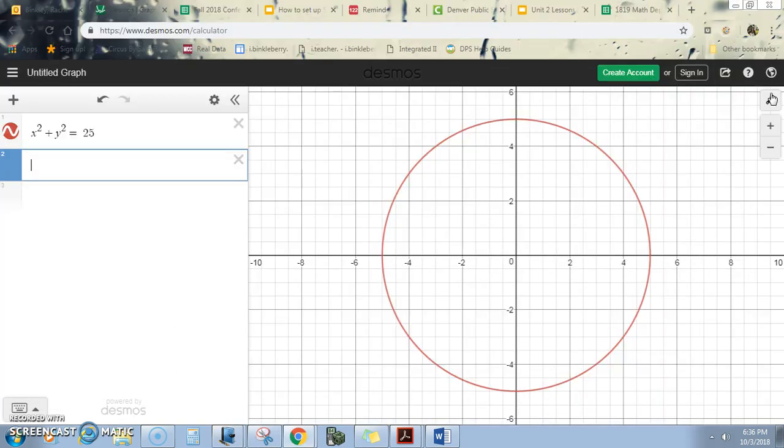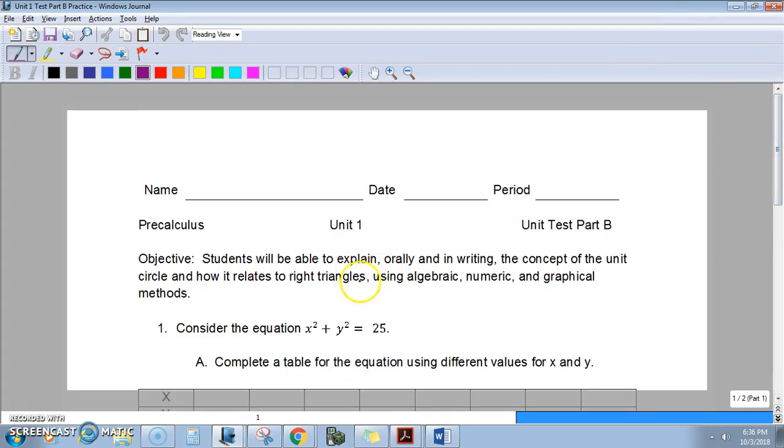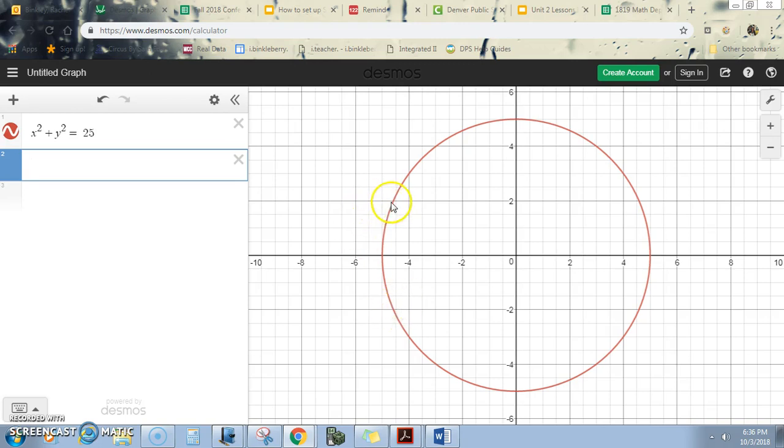So we know that the equation for a circle is x squared plus y squared equals r squared, the radius squared. So in this particular case, our radius must be 5 because 5 squared is going to give us 25. That's really the radius squared, so we know that the radius must be 5. And it plays out when I graph it on Desmos.